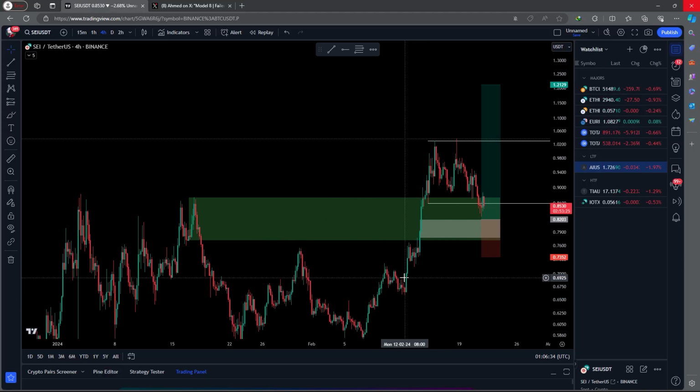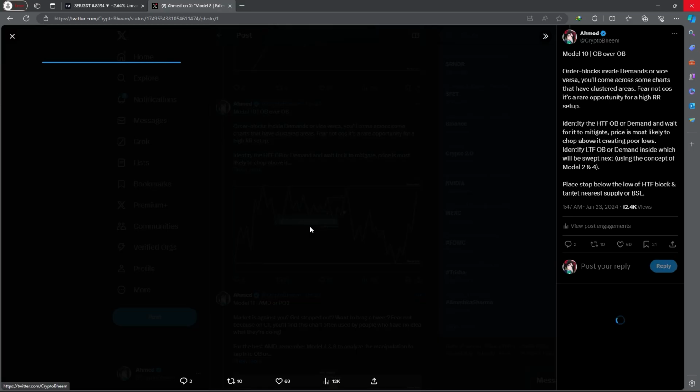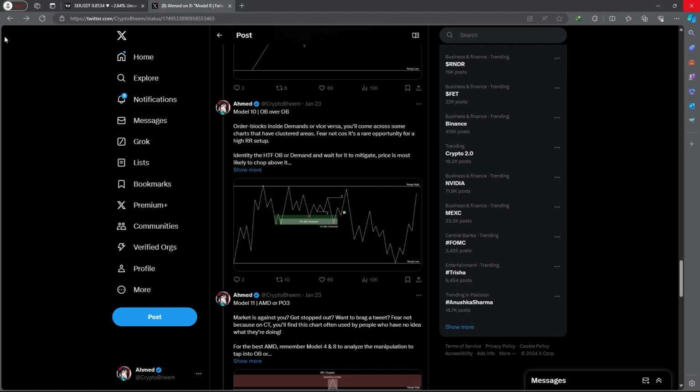The order block inside order block states that you will have an order block and then you will have another order block inside it. You have to wait for the higher time frame order block to hit and then a bounce and then wait for a lower time frame order block inside it to fill and then continue upwards.